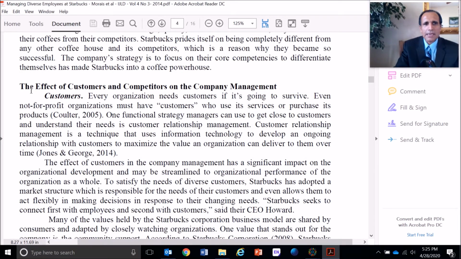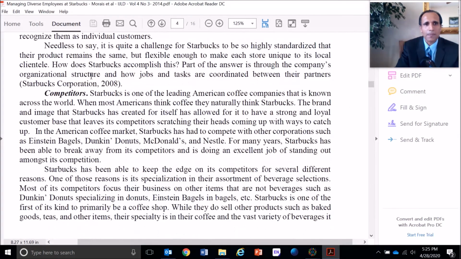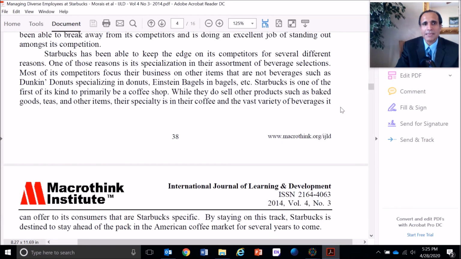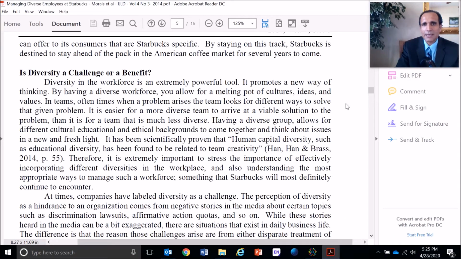And finally here, under this heading, the effects of customers and competitors on the company environment or the company management. So here you're looking at direct forces or task environment. So customers would be one of the very important forces on the company. Competitors would be another important force that directly impacts the company on a day-to-day basis in their profitability.